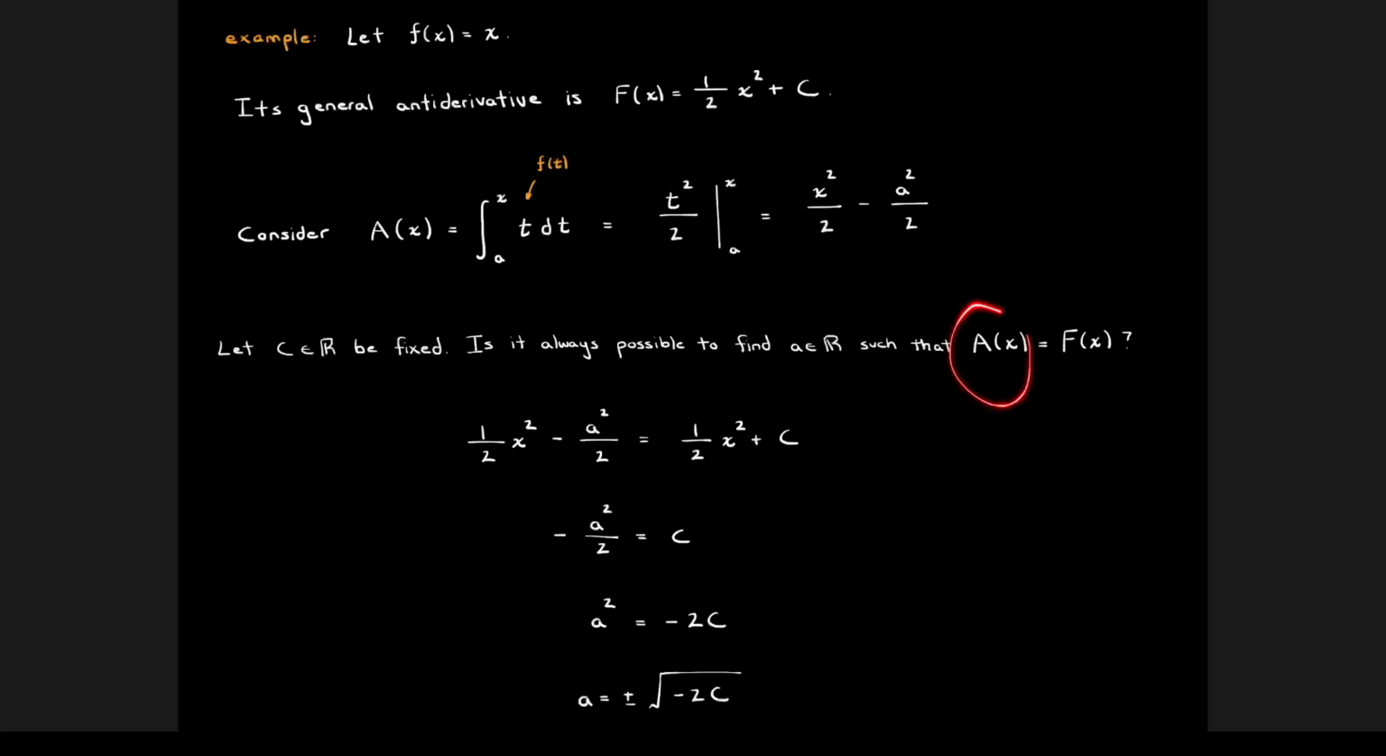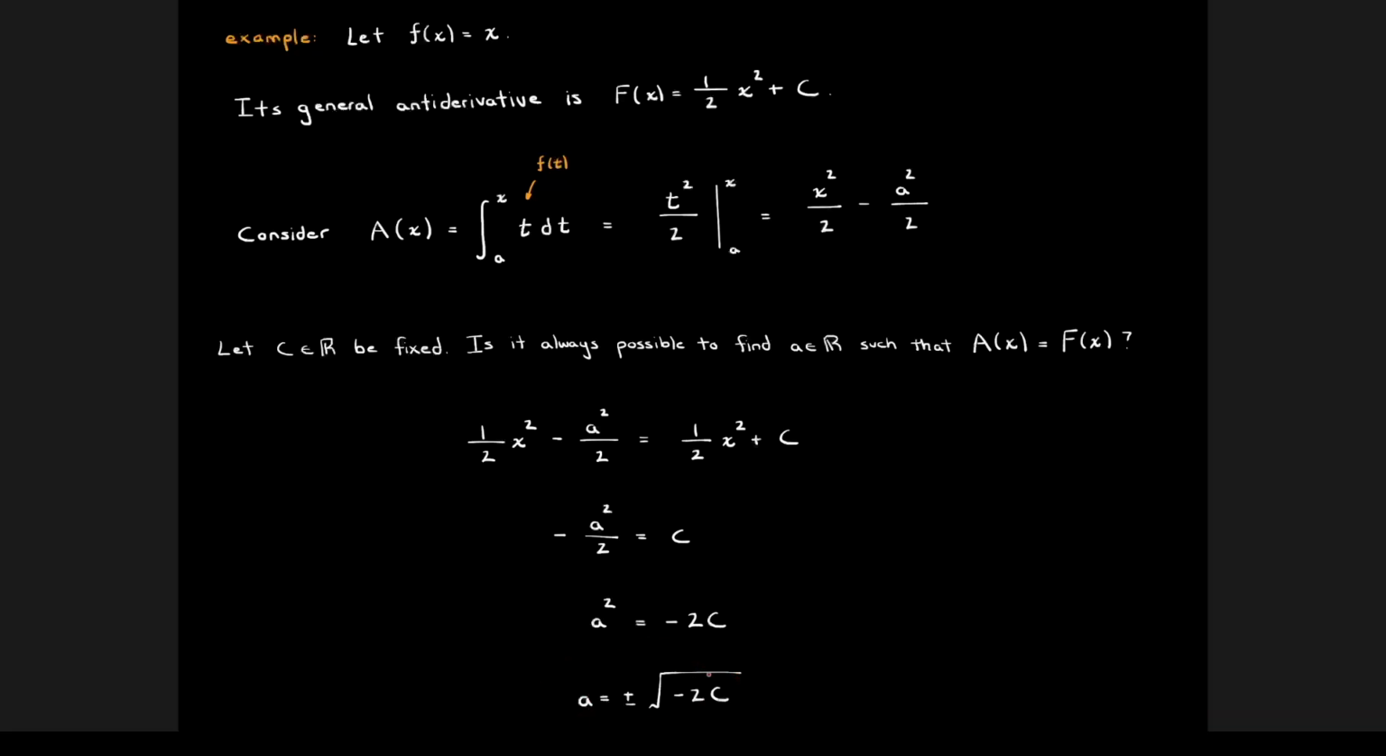We're going to plug in the expression for a of x, which is this guy over here, and then the expression for the particular antiderivative over here. Something nice happens. The x squared terms just cancel out, and you're left with this expression. Now we can just multiply both sides by -2 to get over here. And lastly, we can just take the square root of both sides to get a in terms of c.